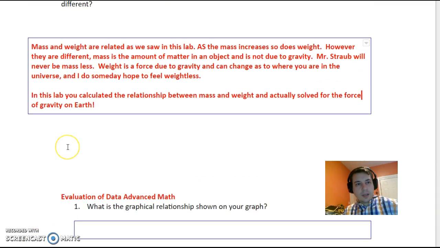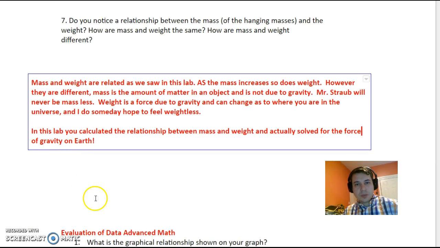Okay, so in this last question, did you notice the relationship between mass and weight, and how are mass and weight the same, and how are they different? So in the lab, we clearly saw that they are related. In your graph, as one increases, the other increases. That's your line that kind of goes up to the top right corner of a graph. That shows that they're related. As one increases, the other one increases.